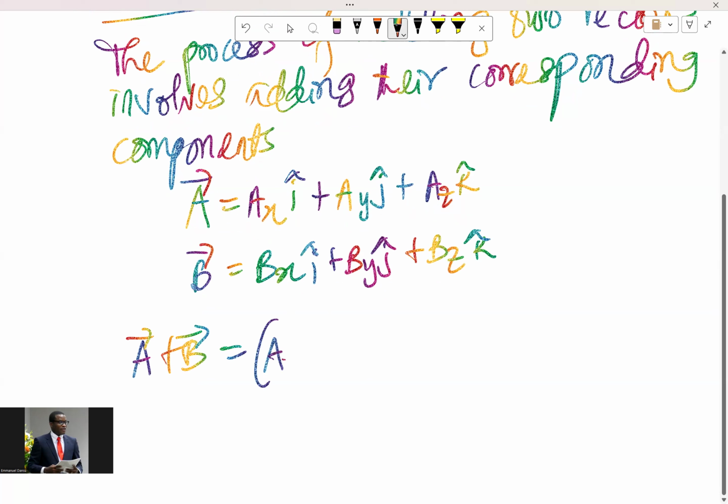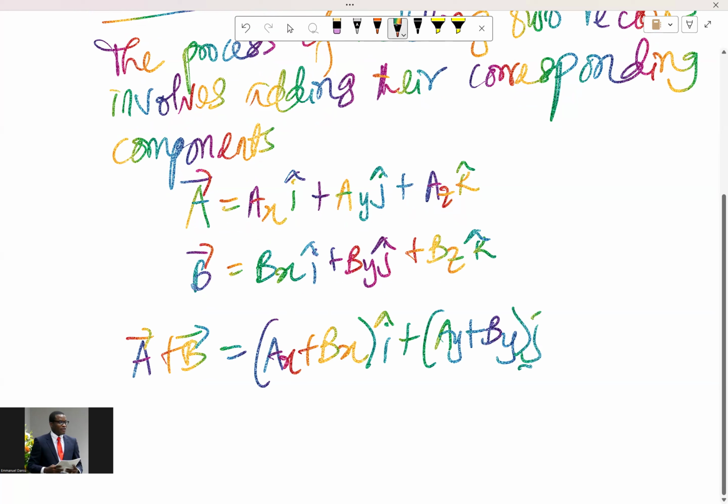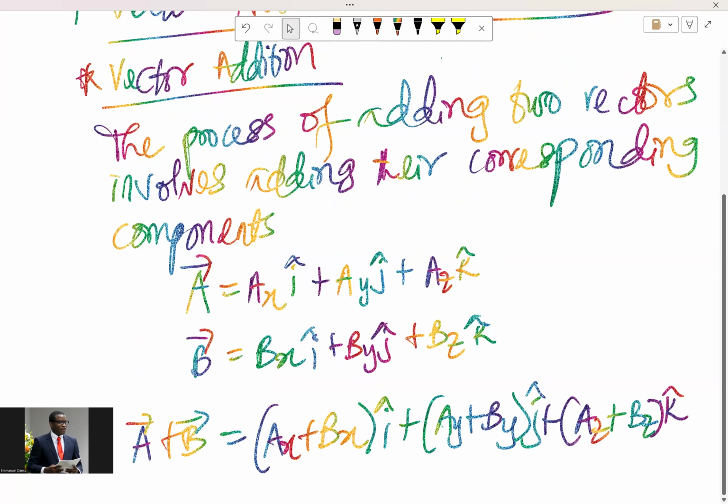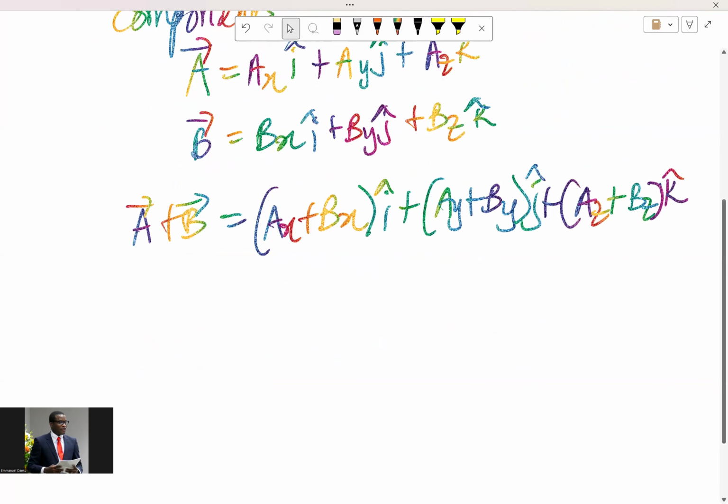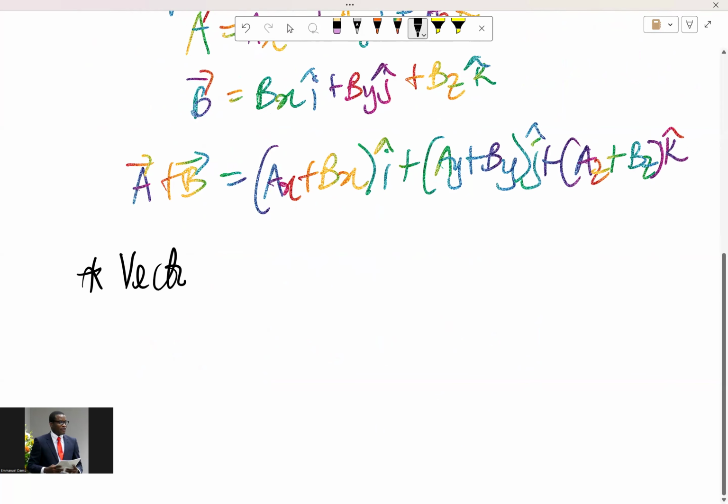So this will be AX plus BX, i, then AY plus BY, j, plus AZ plus BZ, k, in the direction of k. That's basically what the addition of vectors is about. So then we go for the next one. Having talked about vector addition, let's talk about vector subtraction.